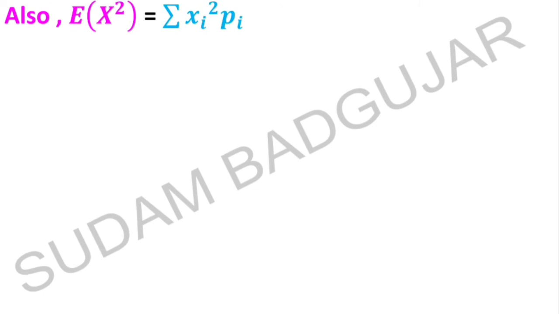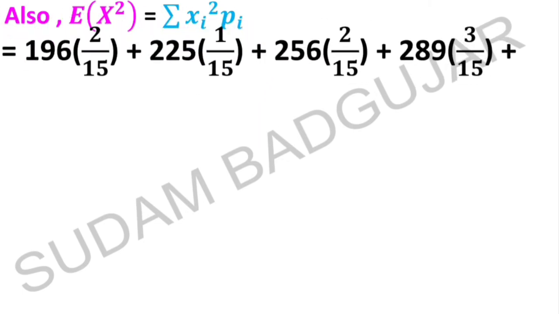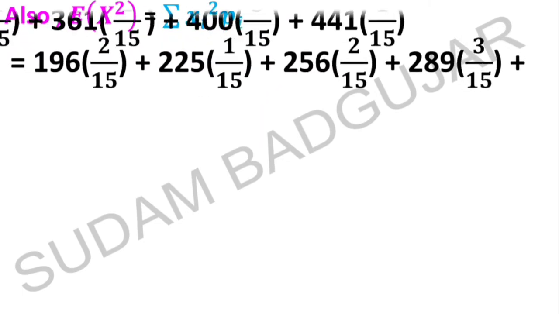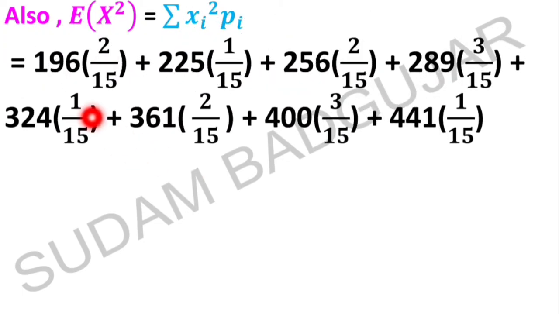This is the expected value. Now you have to find out E of x square. What is E of x square? Summation of xi square pi. Now substitute all values. What is 14 square? 196 into pi, whose corresponding value is 2 upon 15, plus 15 square, because the values of x are 14, 15, 16, 17, 18, 19, 20, 21.